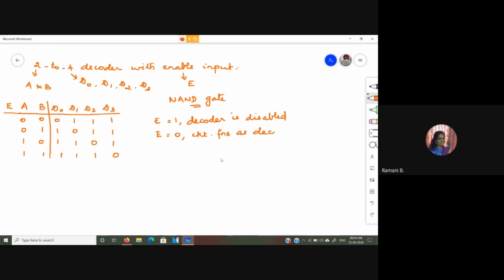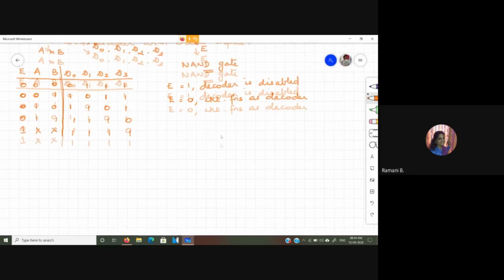Functions as decoder. So I am just including that input. So for E is equal to 0, I am making the circuit to function as decoder. And for E is equal to 1, irrespective of my input values, whatever may be the value, it can be 0, 0, 0, 1, 1, 0 or 1, 1, whatever may be the value, I am going to have the output as 1. Okay, that means if all the inputs are 1, the decoder is not functioning as a decoder. That you have to understand. So let us see the diagram for this.